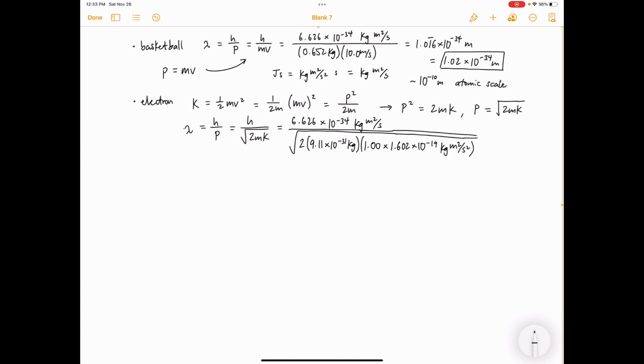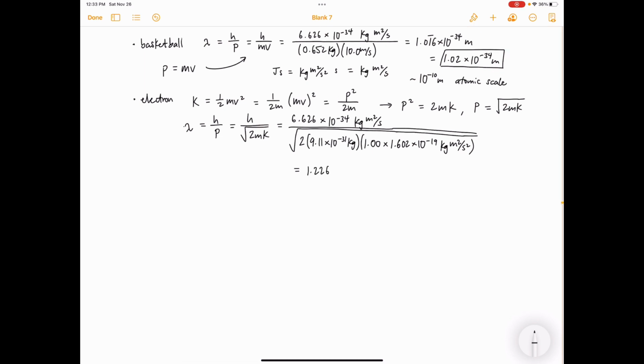So I'm not going to fully go through this, but if you analyze the units here, you can see that it works out just to meters, as we expect. And what you get is 1.226 times 10 to the minus 9 meters. Okay, and that rounds to about 1.23. And then remember, 10 to the minus 9 is nano, so we could say 1.23 nanometers. Okay, that is a pretty significantly larger wavelength than for the basketball.